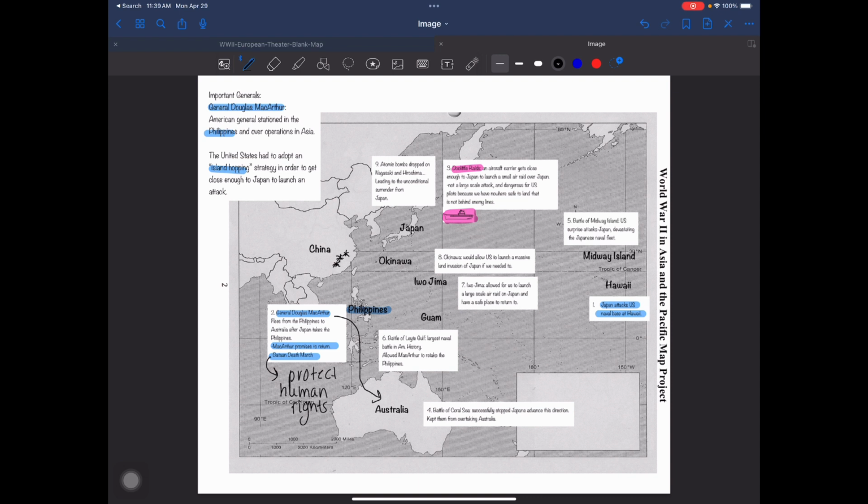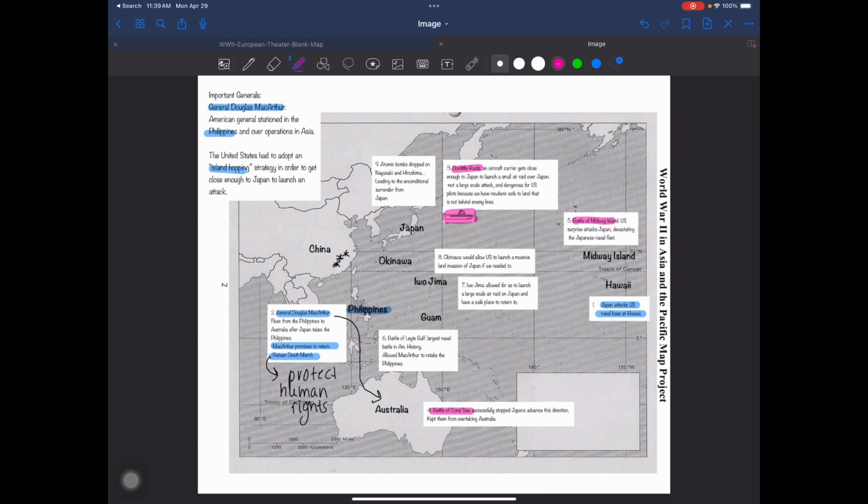So I don't know how true that is, but rumor is that we taped them to the bombs in these Doolittle raids. So the 4th major battle is down here, the Battle of Coral Sea, and this is going to keep Japan from taking over Australia.